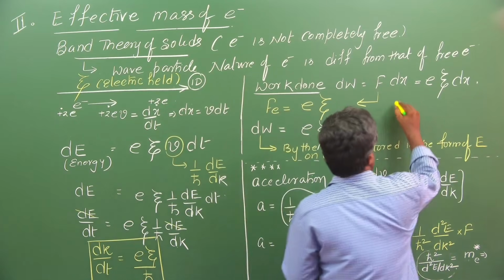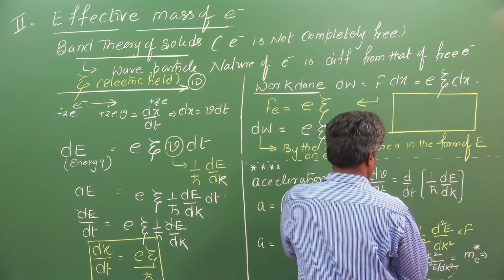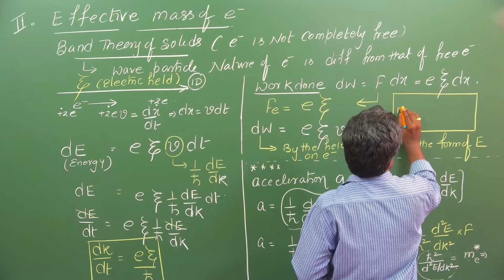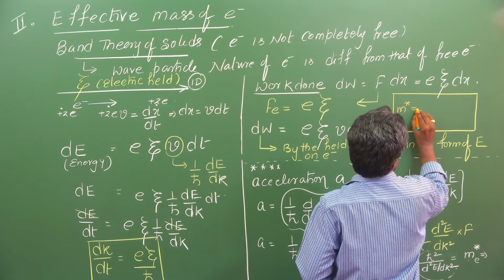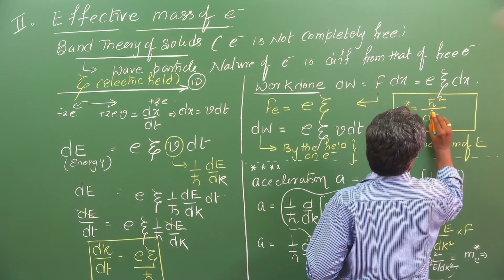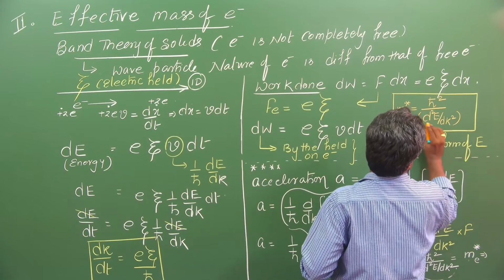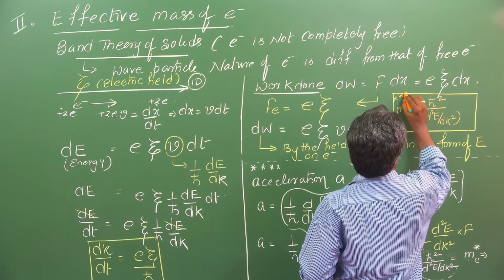So finally we got the conclusion. I am writing it here because there is no space. Effective mass of the electron, m star equal to, don't forget, h cross square by d square E by dk square. Very, very important, please.